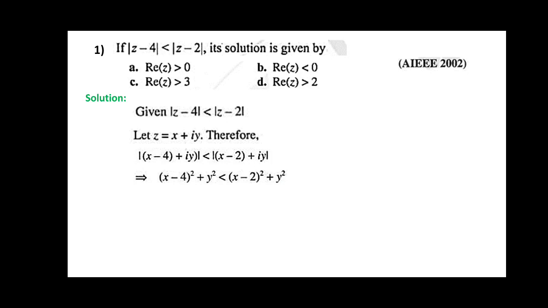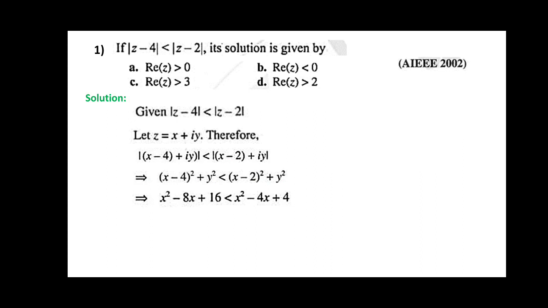Now we can expand by using the algebra formula. So (x minus 4) whole square plus y square is less than (x minus 2) whole square plus y square. On either side we have y square, so we can cancel y square and y square. The remaining is (x minus 4) whole square is less than (x minus 2) whole square. So (x minus 4) whole square can be expanded as x square minus 8x plus 16, which is less than x square minus 4x plus 4.